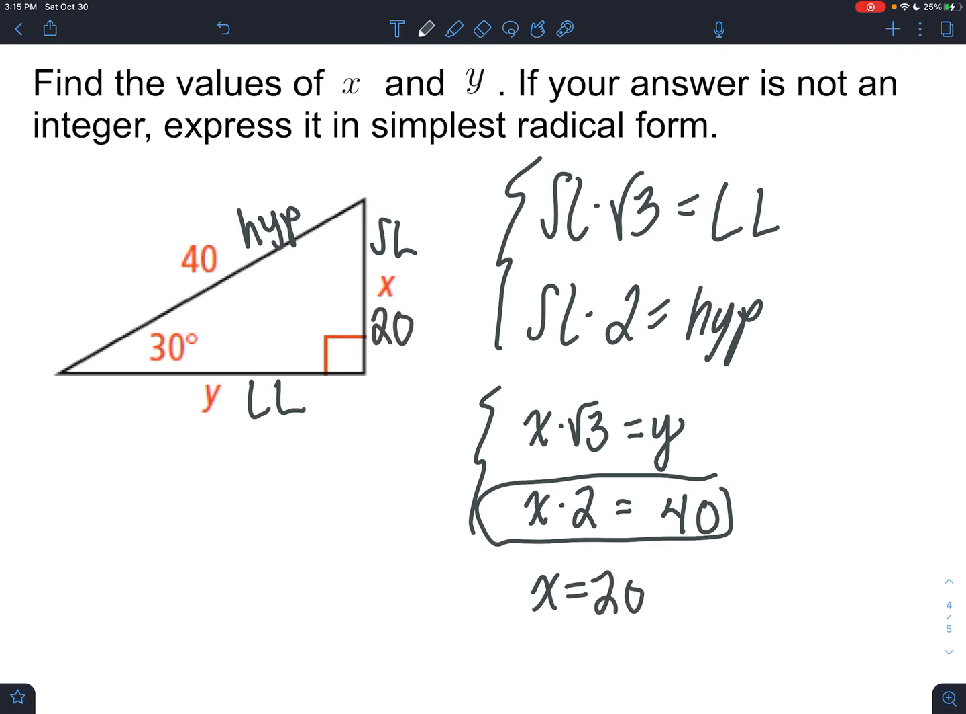So the short leg is 20. And then maybe I could plug that in to the other one. I call that back substituting. Hey, that wasn't too hard. So it's all about labeling. This chapter is all about labeling.